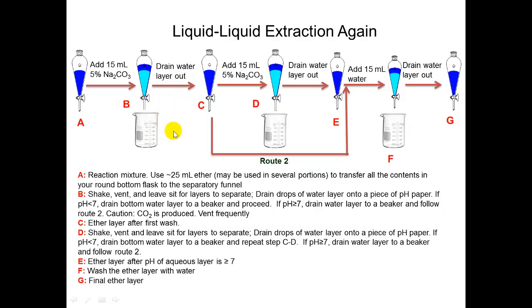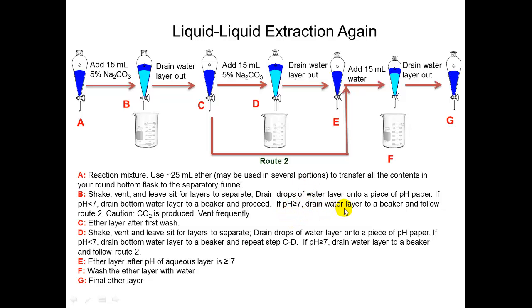If the pH of the aqueous layer is less than 7, you have to wash the ether layer again with another 15 ml of 5% sodium carbonate solution. Test the pH of the aqueous layer again. If it's still less than 7, you have to wash the ether layer again using another 15 ml of 5% sodium carbonate solution. Eventually, the pH of the aqueous layer is greater than 7.